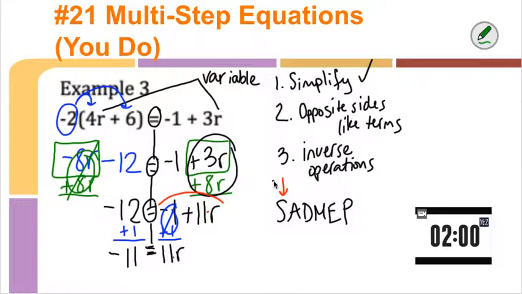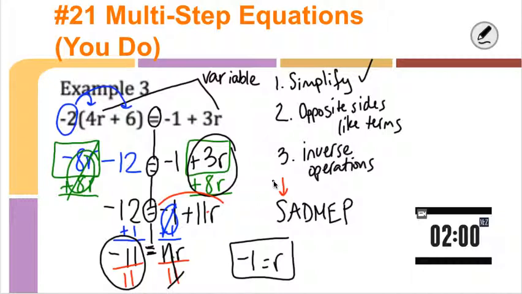These are being multiplied, so I'm going to use the inverse operation, which is division. This makes 1r, and negative 11 divided by positive 11 makes negative 1, which is my final answer.